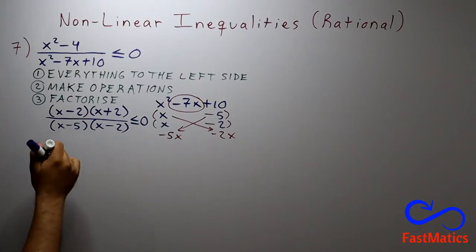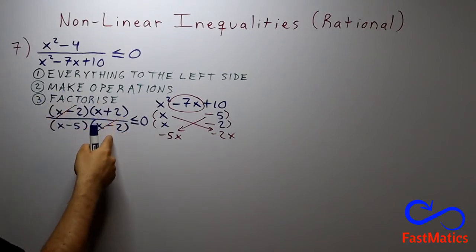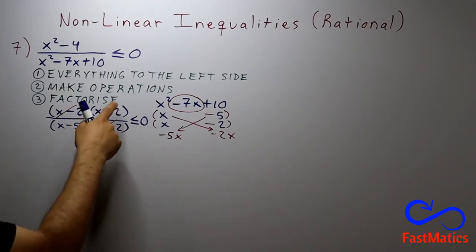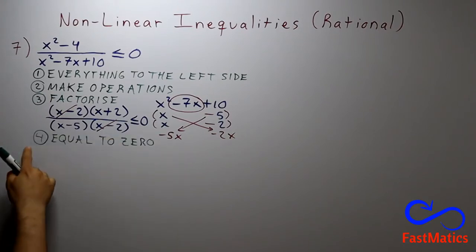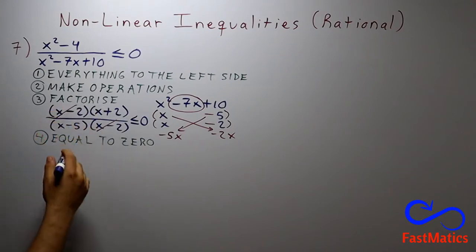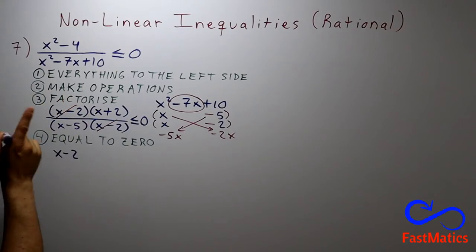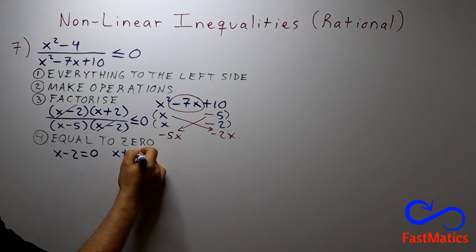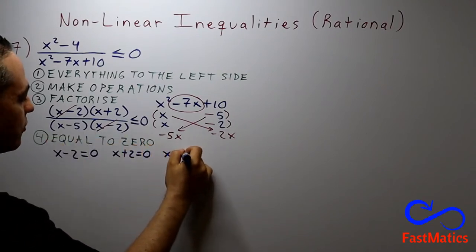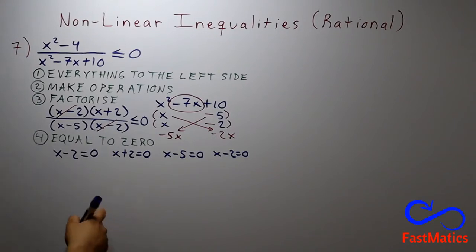And here we see that we can eliminate x minus 2 because the same thing divided by the same thing is 1, and 1 multiplied by the other things is the other things. Next step, we are going to put everything equal to 0. So x minus 2, even if I have eliminated the parenthesis, is very important to put that equal to 0. x plus 2 equal to 0, x minus 5 equal to 0, and x minus 2 equal to 0. Everything equal to 0 to find critical values.